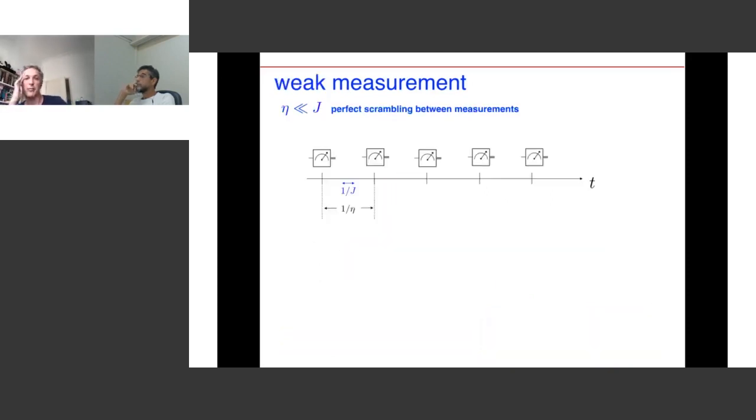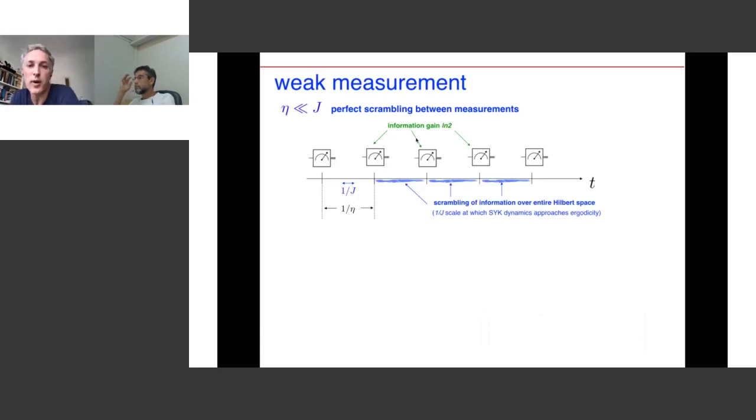Now, in the opposite limit, it's more complicated. So let's go to a limit where the measurement rate is very small, much smaller than the typical energy scale for the many-body chaotic system. For simplicity, I think it's simpler to consider projective measurements. So we do projective measurements every time 1 over eta, where we gain an information log 2. But in between, we leave enough time, so the typical timescale on which ergodicity is reached in this SYK model is given by 1 over J, and we look at timescales much larger, so we leave the system enough time to fully scramble the information over the entire Hilbert space.